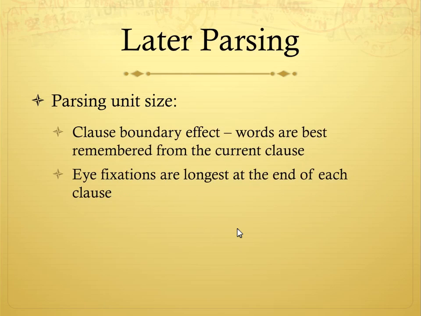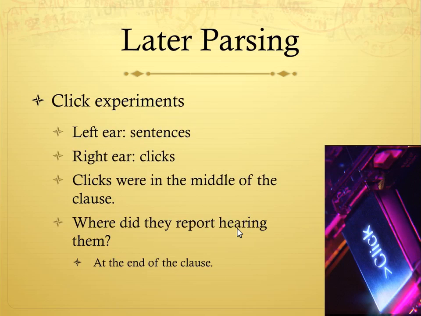So there's also a clause boundary. If you stop someone at the end of a clause and ask them what words they had just read, they'll remember the current clause but nothing before it. If you wait till the end of the sentence, they'll actually forget the whole entire sentence. We do see that eye fixations are longest at the end of each clause because you're incorporating it into the structure that you have. So clauses are very important as well as entire sentences, mostly because clauses are kind of mini sentences.